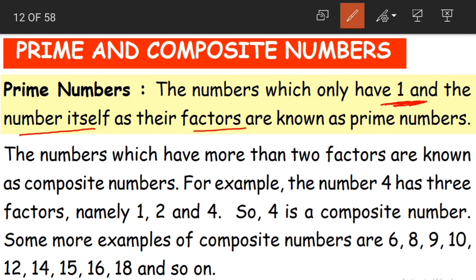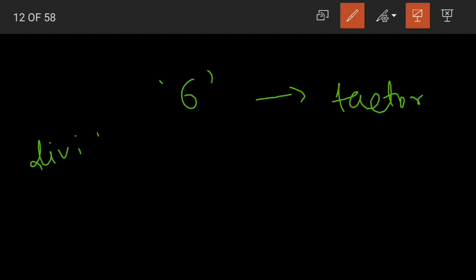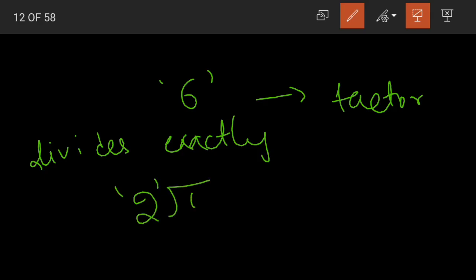Now again, what is a factor? See, if we take a number 6, what does its factor mean? A factor means the number which divides it exactly. If we take the number 2, when we divide 6 by 2, we have 2 3s are 6 and the remainder is 0. Yes or no children? The remainder is 0. So when we get the remainder as 0, we can say that the divisor divides our number exactly.